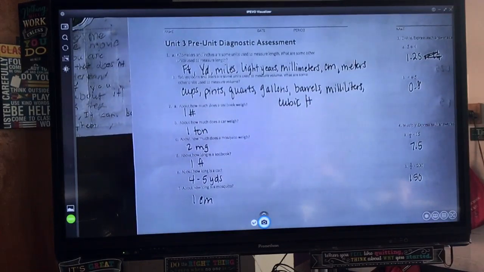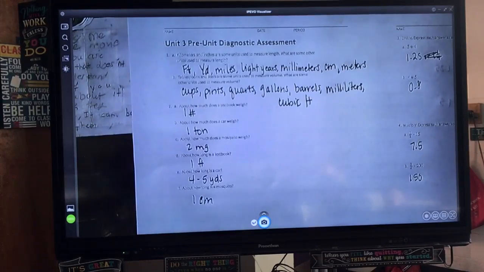Number 2 says tablespoons and liters are some units used to measure volume. What are some other units used to measure volume? Again, you don't have to have all of these, you just have to have one of these, okay?